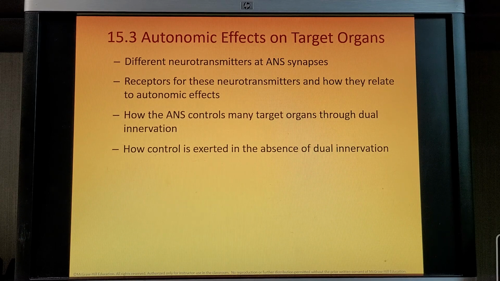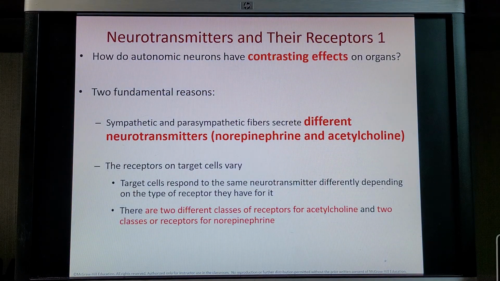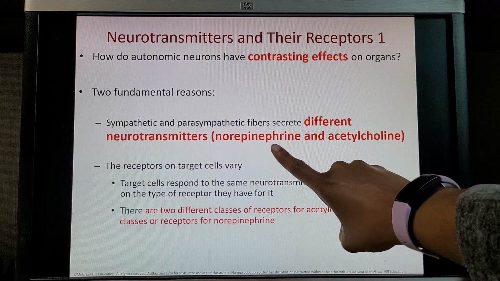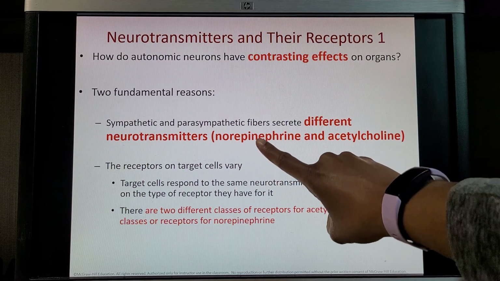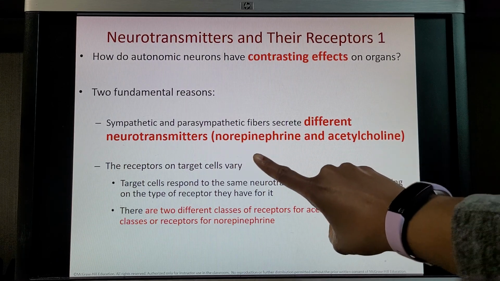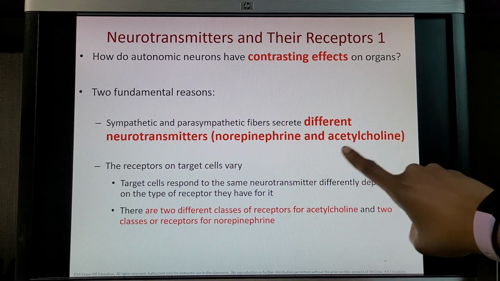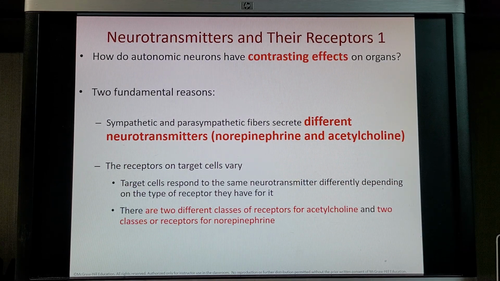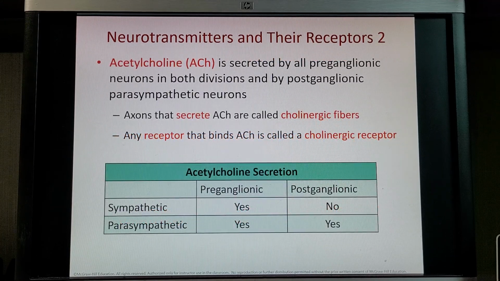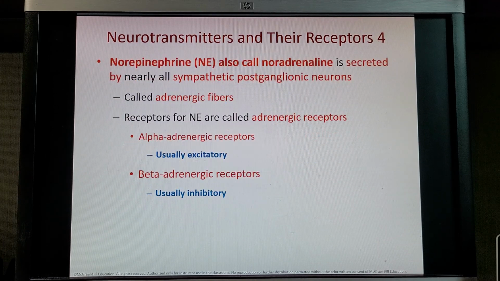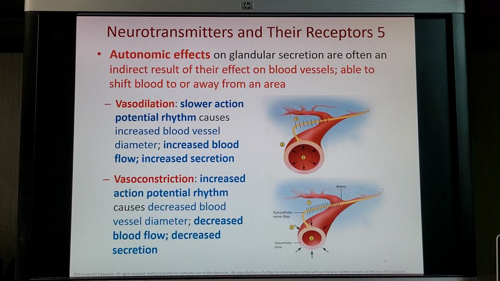So let's start skipping. With our two different systems, again, they have contrasting effects. And part of that is because of the neurotransmitters that they use. We're focusing on norepinephrine, which is for your sympathetic division, remembering it's also called noradrenaline from the adrenal glands, as well as acetylcholine for your parasympathetic division. So let's keep skipping. This is just talking about which ones are secreting acetylcholine, different types of receptors, what effects it has, blah, blah, blah.